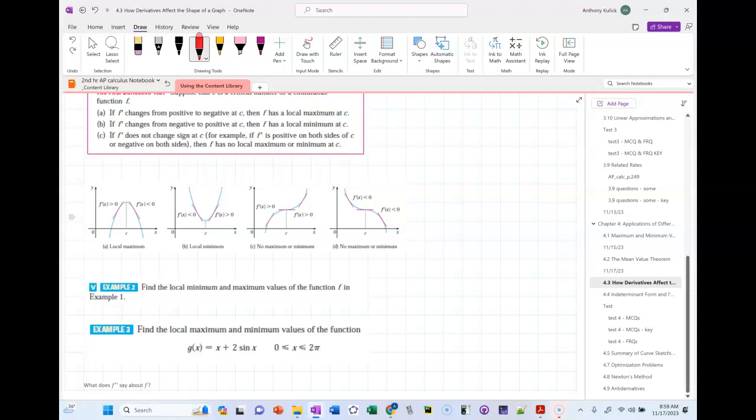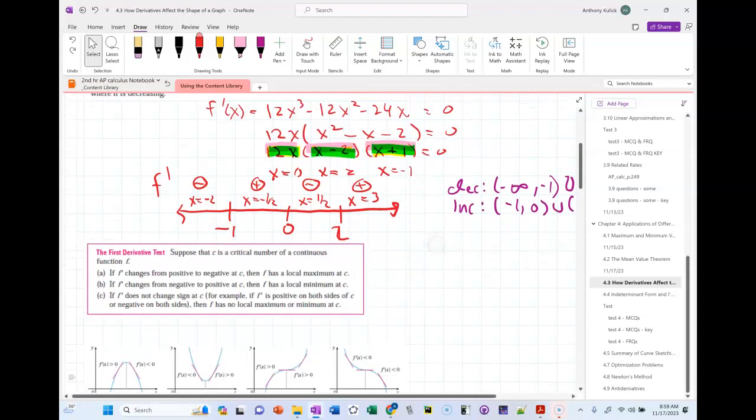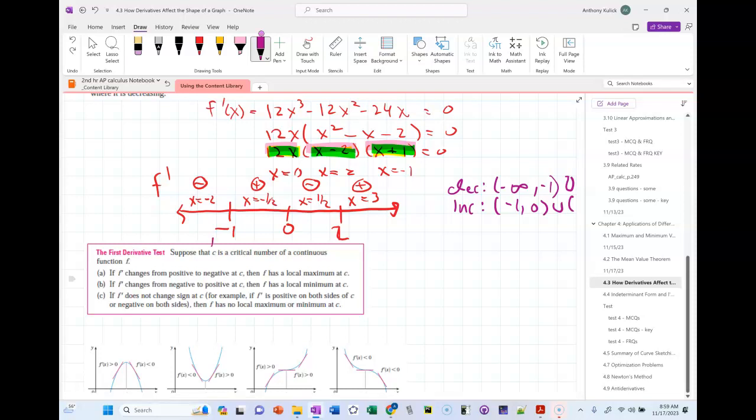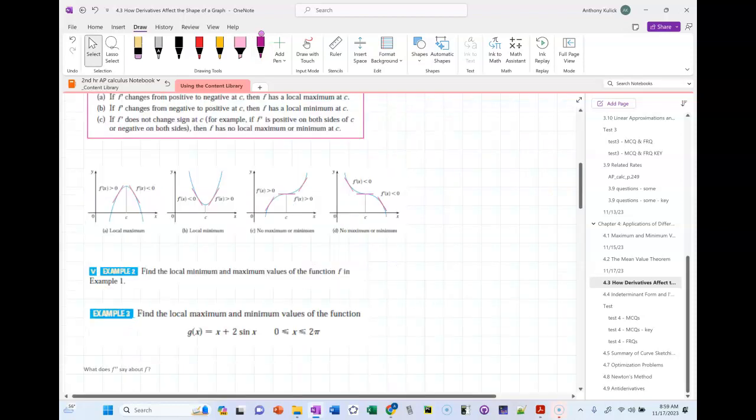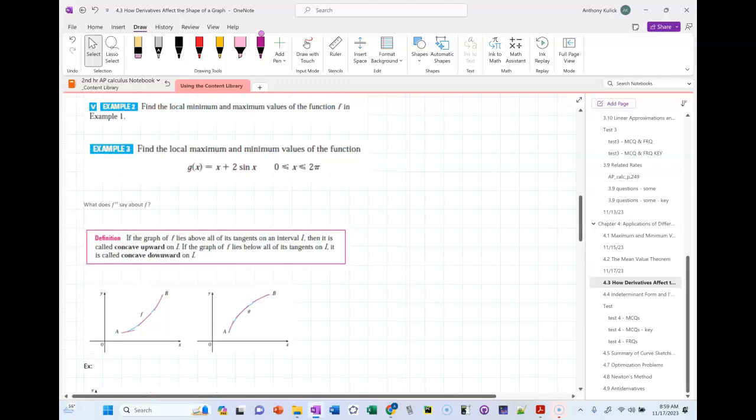So if we wanted to find the local min and max values of f in our previous example, we're going from decreasing to increasing at -1. So that is a minimum. Then we go from increasing to decreasing at 0. That is a maximum, and then decreasing to increasing at 2. That's a minimum. So once I have the sign diagram deciding what they are, piece of cake, right? All we're doing is looking at stuff positive or negative.